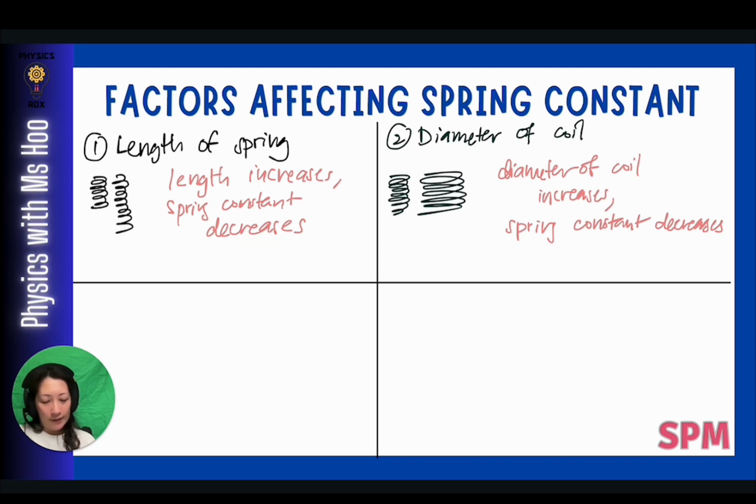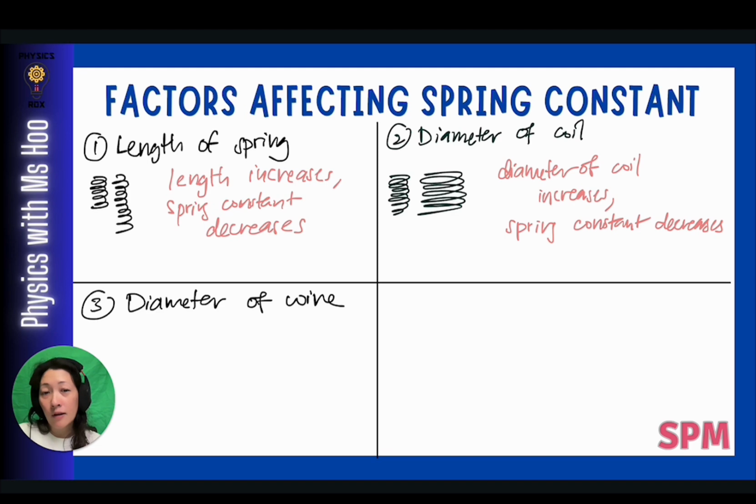The third factor you need to know is the diameter of the wire. So in writing diameter, do be very specific. Are you referring to the diameter of the coil, which means the diameter of the coil like so? Let me just label it clearly. So the diameter of the coil like this, measured with the purple double-headed arrows. Or are you referring to the diameter of the wire? That means the wire diameter itself.